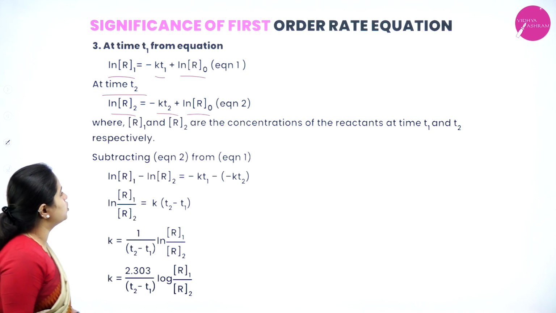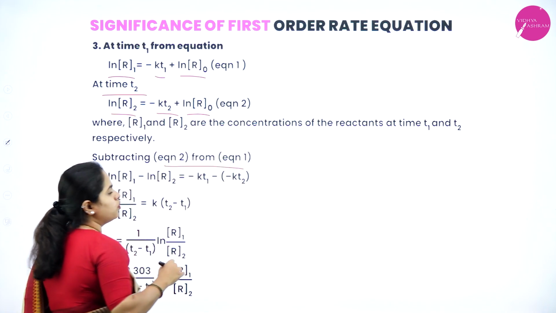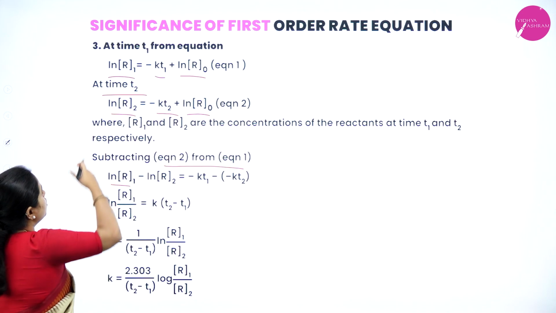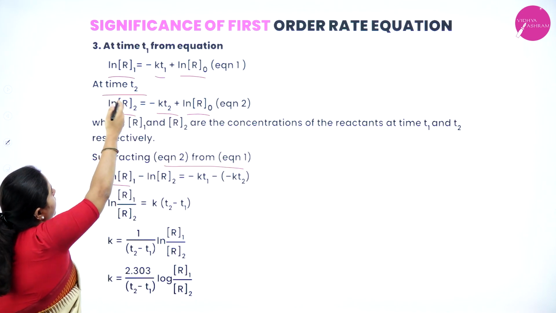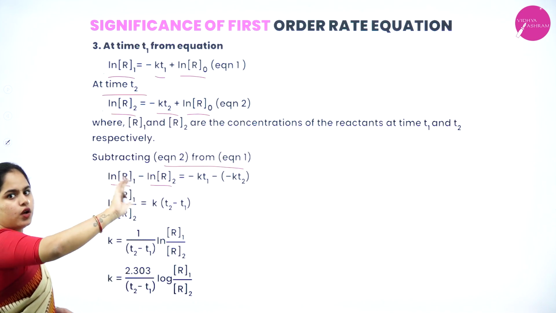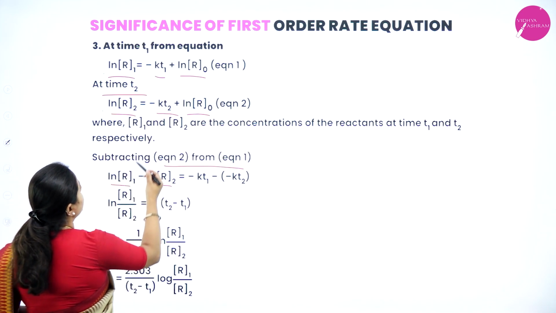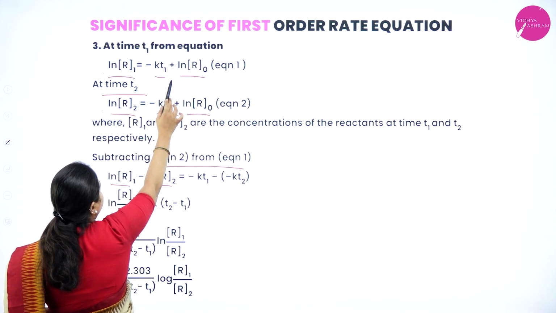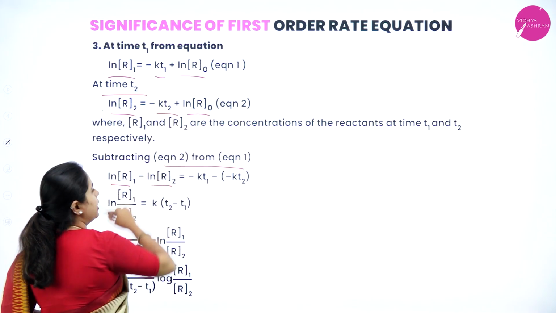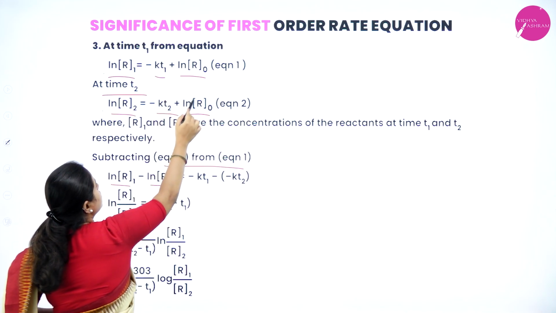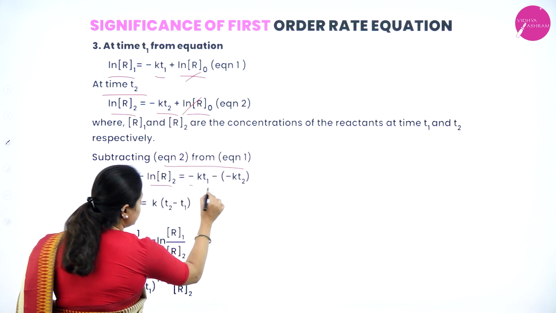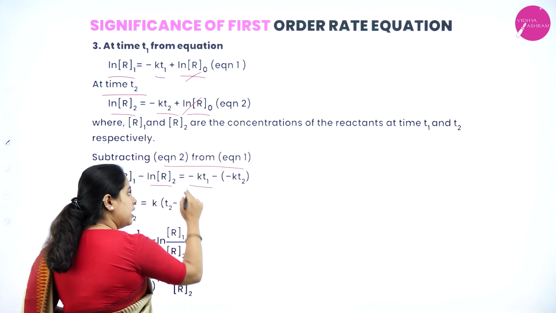So now what we are going to do? We are going to subtract equation 2 from equation 1. So the equation becomes ln R1 minus ln R2, and on the RHS, minus k t1 plus ln R0 minus of minus k t2 plus ln R0. So you can see ln R0 is common here, so this will get cancelled.